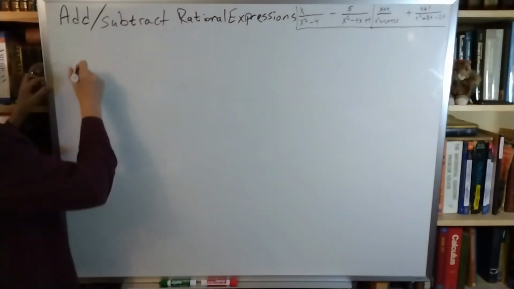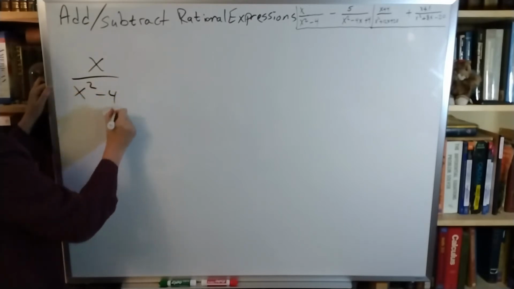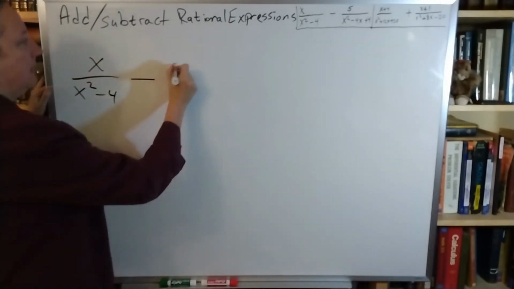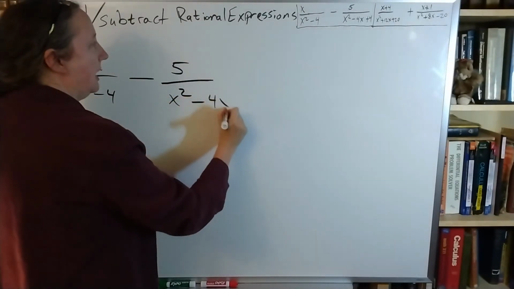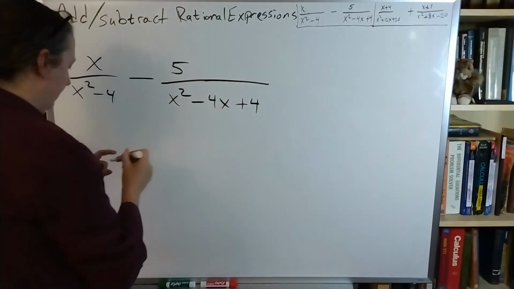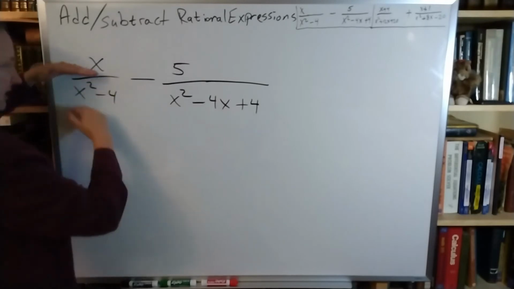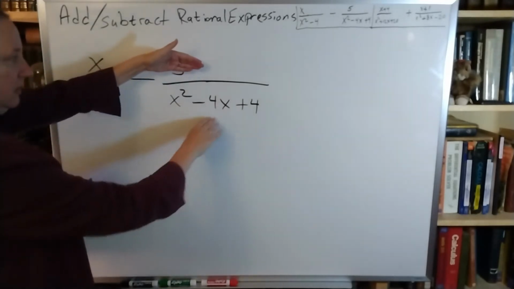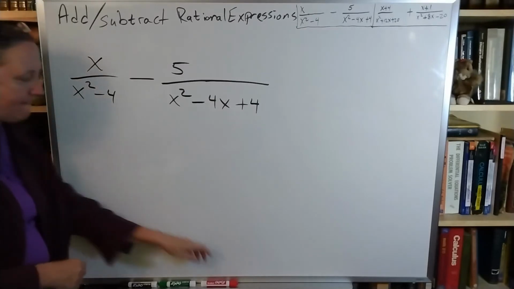The first one is x over x squared minus 4 minus 5 over x squared minus 4x plus 4. So I'm looking at my denominators. And I see this one here.